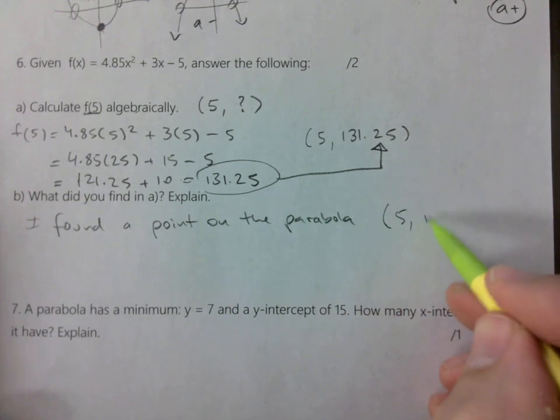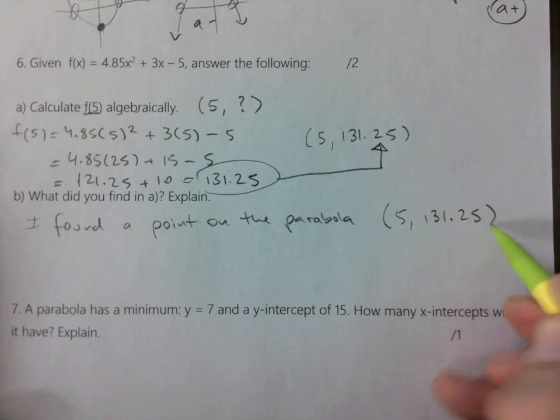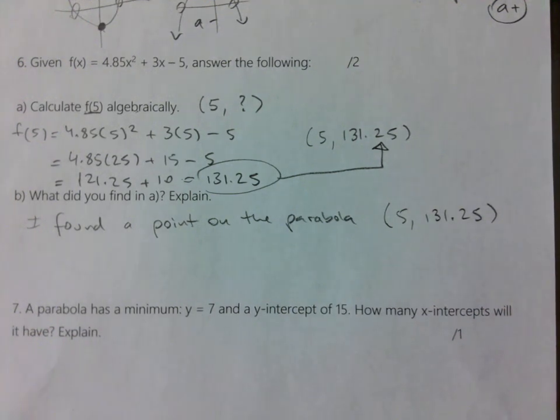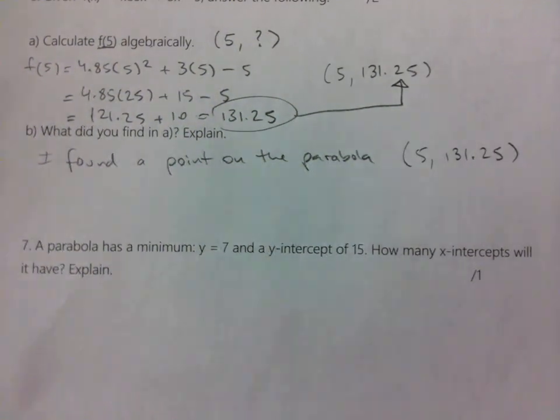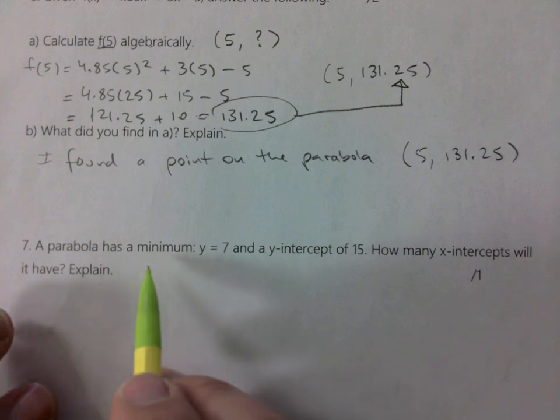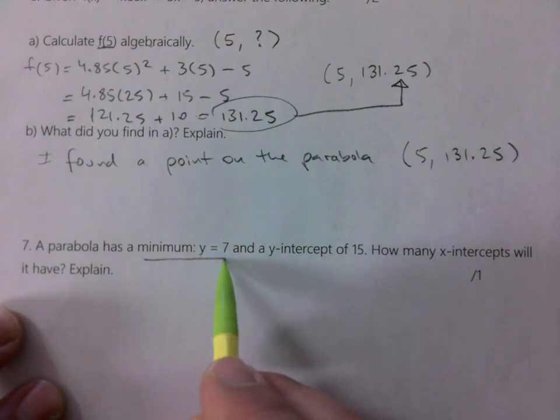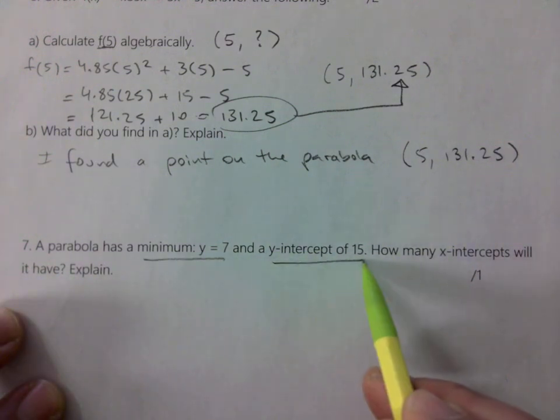And you can say this one more time. Some students just do the math and they don't really know what happened, like what did I just do? It can also be found using second trace value, x is equal to 5, you get the same answer. Okay. A parabola has a minimum of y is equal to 7 and a y-intercept of 15.